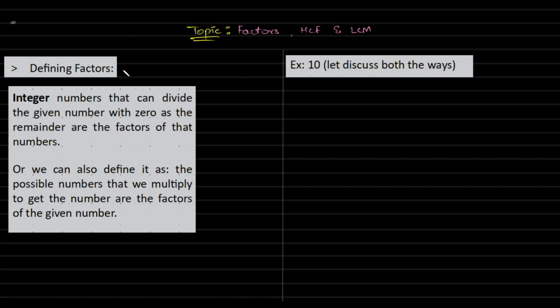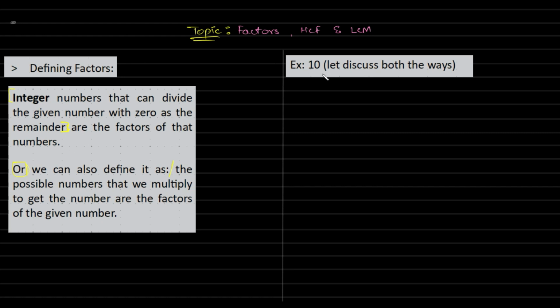So the first thing is the definition of a factor. Factors are integer numbers that can divide the given number with 0 as a remainder. Okay, so basically this is your definition. I'll give an example and explain. One more way of defining this is, we can also define it as the possible numbers that we multiply to get the number are the factors of the given number.